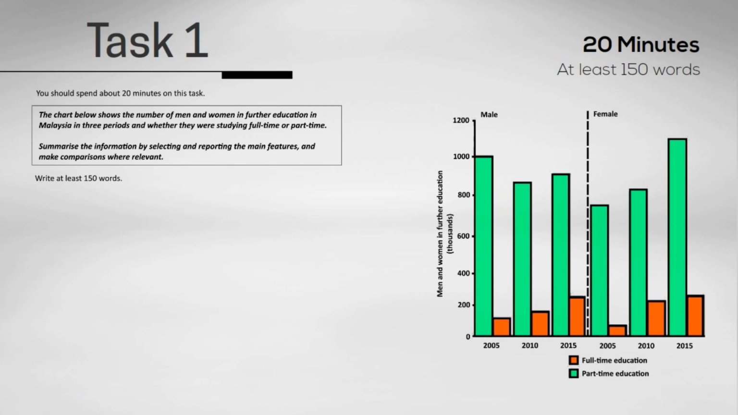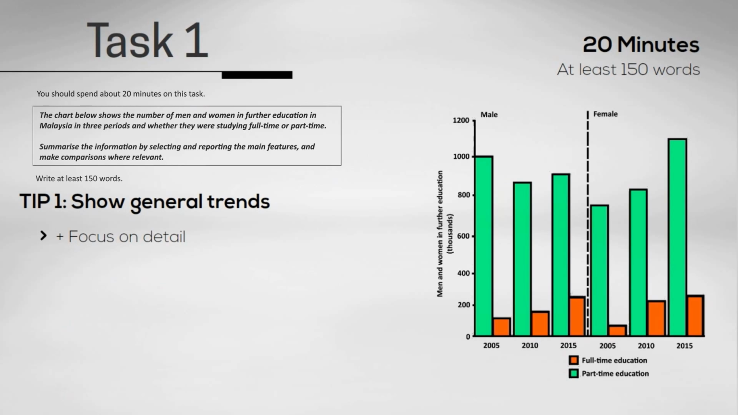Okay, so our first tip for Task 1, you need to show the general trend of what is happening, and then also focus on the detail and provide actual numbers.